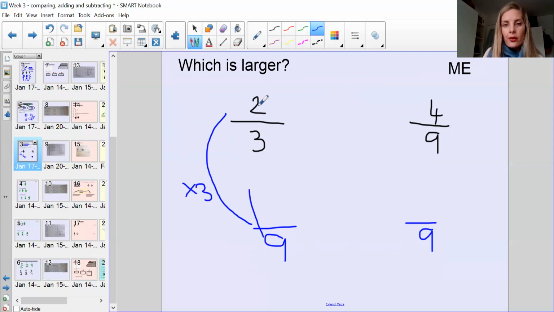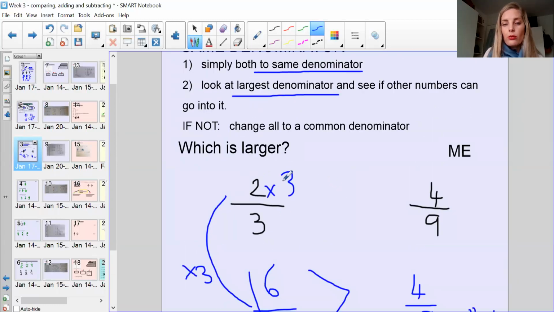Whatever I do to the one number, I need to do to the other number. So I need to multiply 2 by 3, and I get 6. And this will just stay the same because I haven't had to do anything here. I haven't had to change it. Right, now I look at the numerators, and it'll tell me which number is bigger because both my denominators are the same. So I'm happy. And now I can compare my top numbers. Right, so 6 is bigger. So 6 9ths is going to be bigger than 4 9ths. So if I had to look at the original fraction, 2/3 is bigger than 4 9ths.